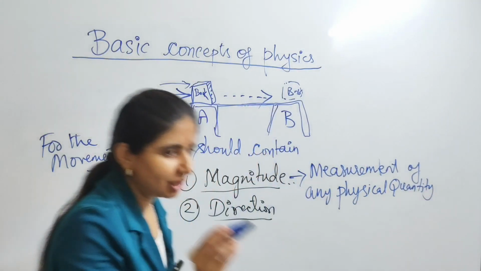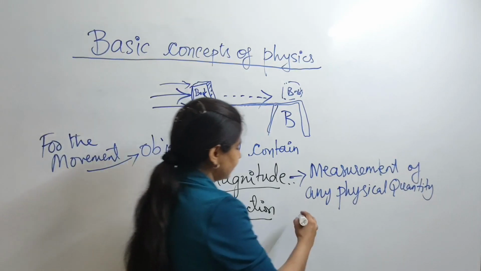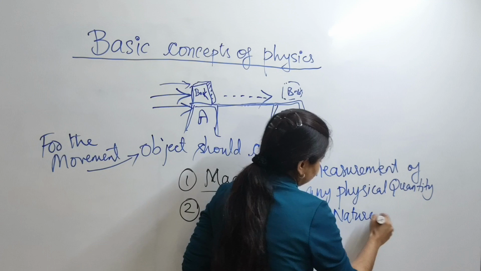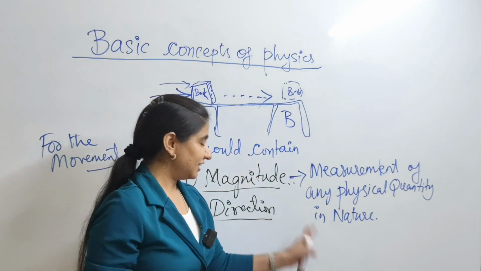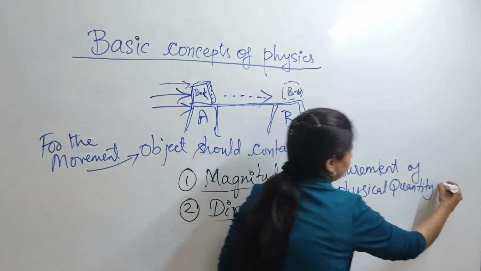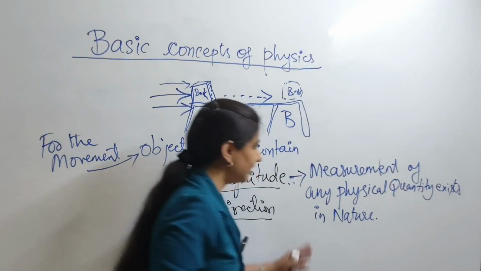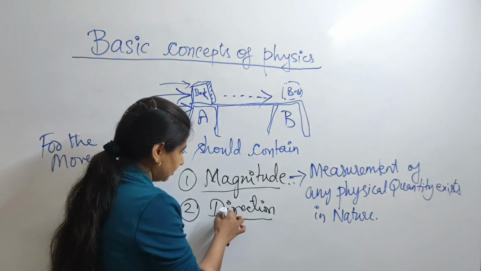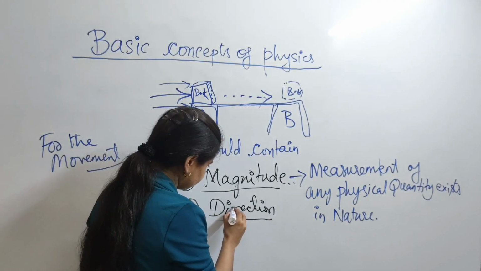Measurement of any physical quantity which exists in nature. What is meant by direction? All of you tell me, what is meant by direction?